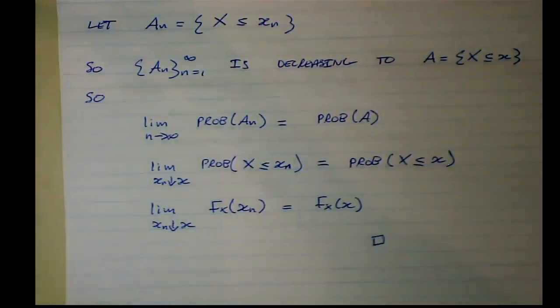If we were to try and do the same for left continuous, what would change is you would want to consider an increasing sequence of events. You would have x_n going up to x, and it wouldn't work. Have a go and see if you can find out why it doesn't work. It doesn't work in general. So it's not left continuous, but it is right continuous. Any questions?